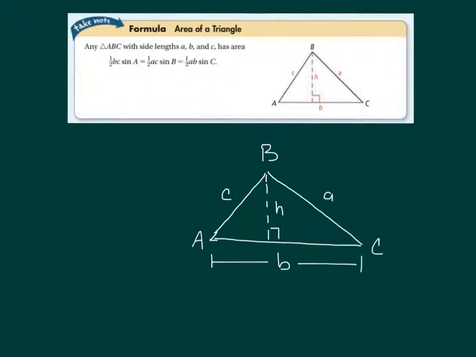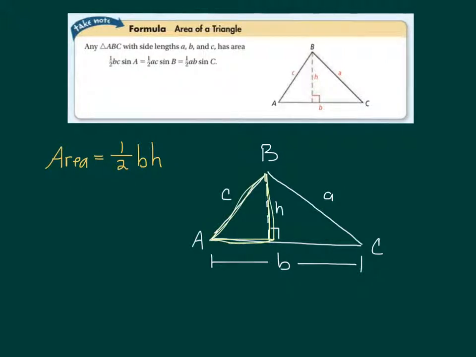Our usual formula for area of a triangle like this: area is 1/2 times the base times the height. That's the formula for area of a triangle that we should all be very comfortable with. But this height h creates a right triangle here.